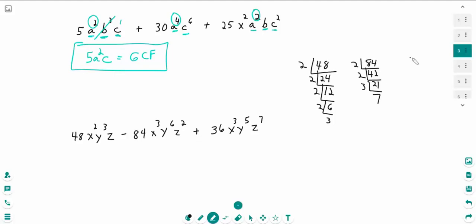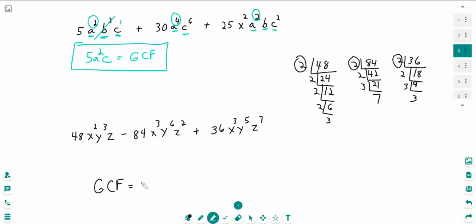Then we have a 36. And that's divisible by a 2, by a 2 again, and then again by a 3. Okay, so now we have all of our prime factors. And now again, to discern what is the greatest common factor down here, we need to just match some socks. So we have a 2 and a 2 and a 2.